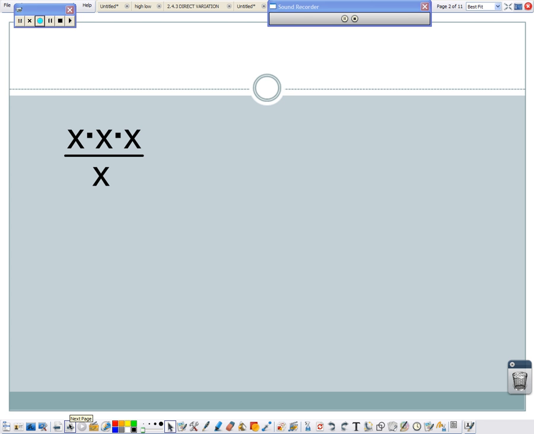But one thing I wanted to cover really quick is if we had x times x times x on top and x on the bottom, remember whenever we do this we can cancel, as long as we're multiplying everything. We can cancel items as long as we do one on top and one on the bottom. So I would actually end up with x squared in this case.